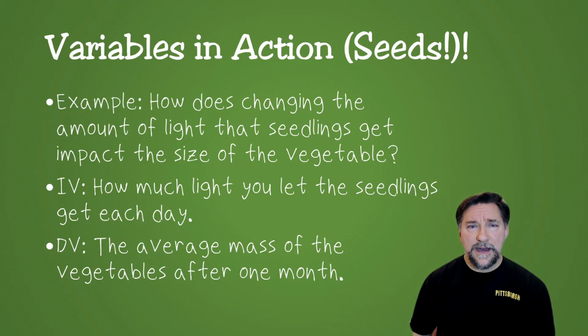Again, the first thing that we want to ask is what's the independent variable here? The independent variable is the amount of light you let the seedlings get. How much light do they get each day? You're going to control that.